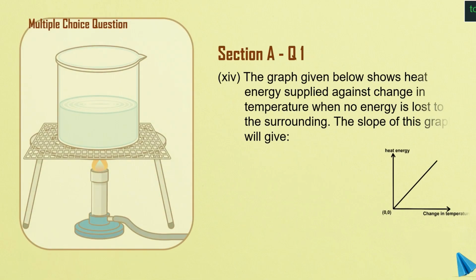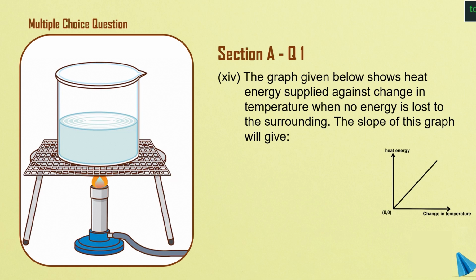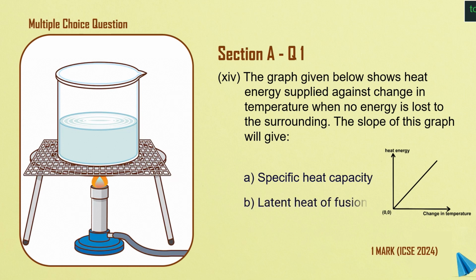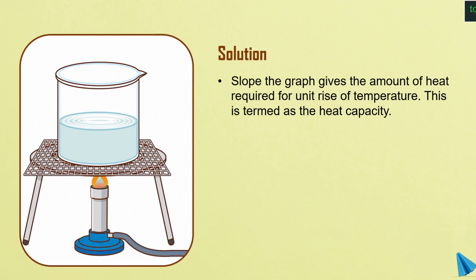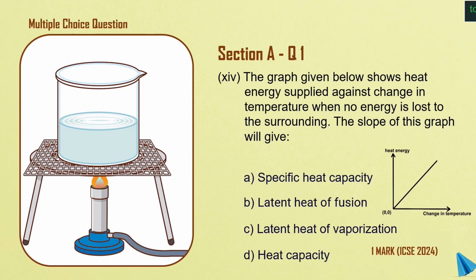Let us see a new question. The graph given below shows heat energy supplied against change in temperature when no energy is lost to the surrounding. The slope of this graph will give specific heat capacity, latent heat of fusion, latent heat of vaporization, heat capacity. Let us have a look at the solution now. Slope of the graph gives the amount of heat required for unit rise of temperature. This is termed as the heat capacity. So heat capacity is the right answer.